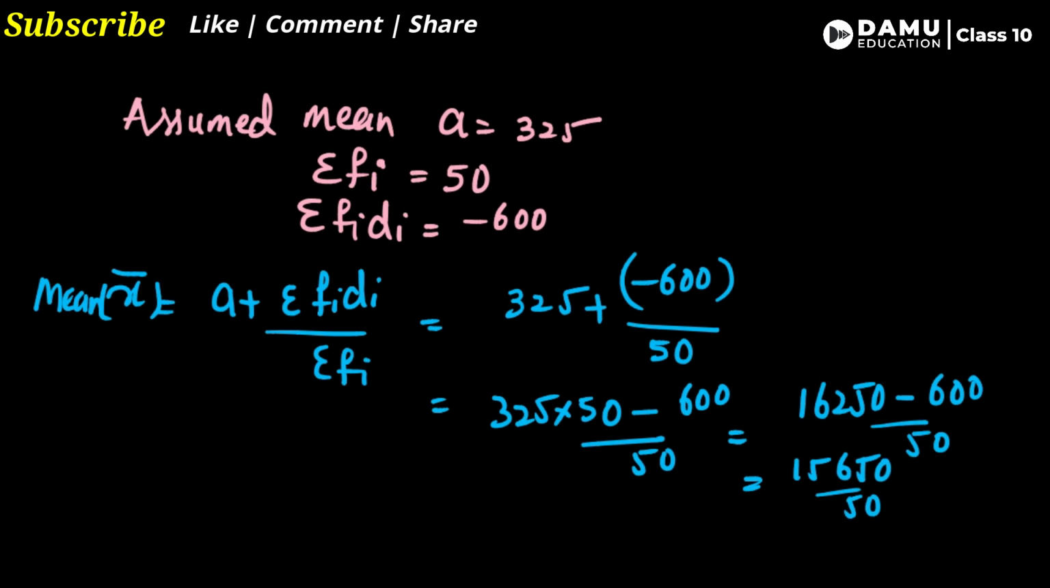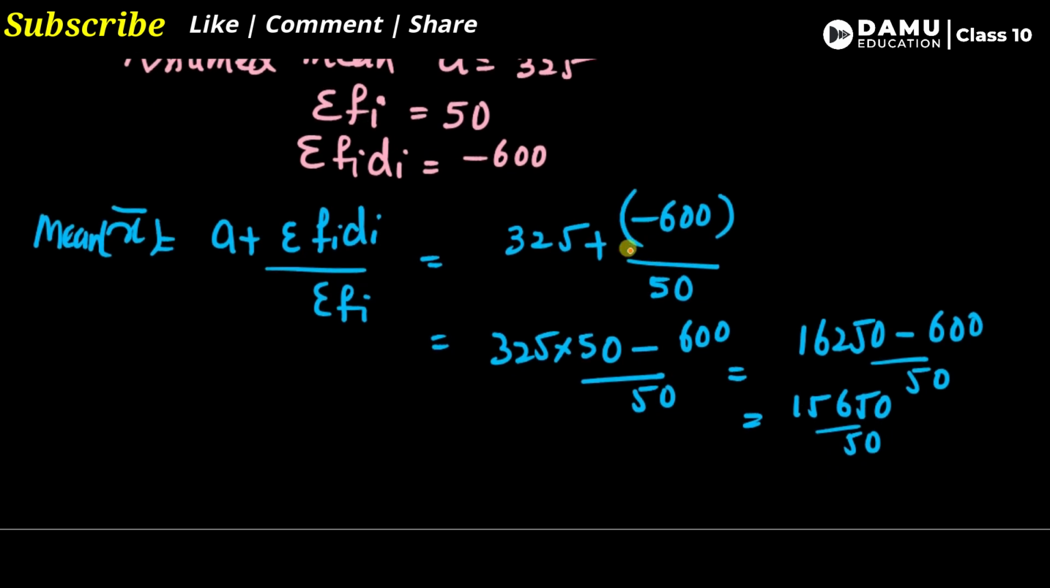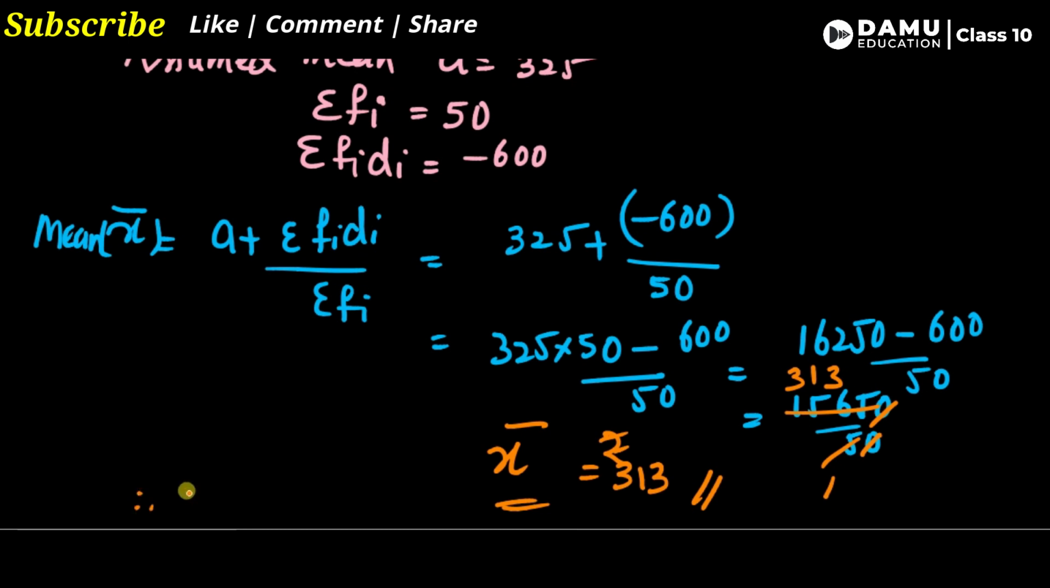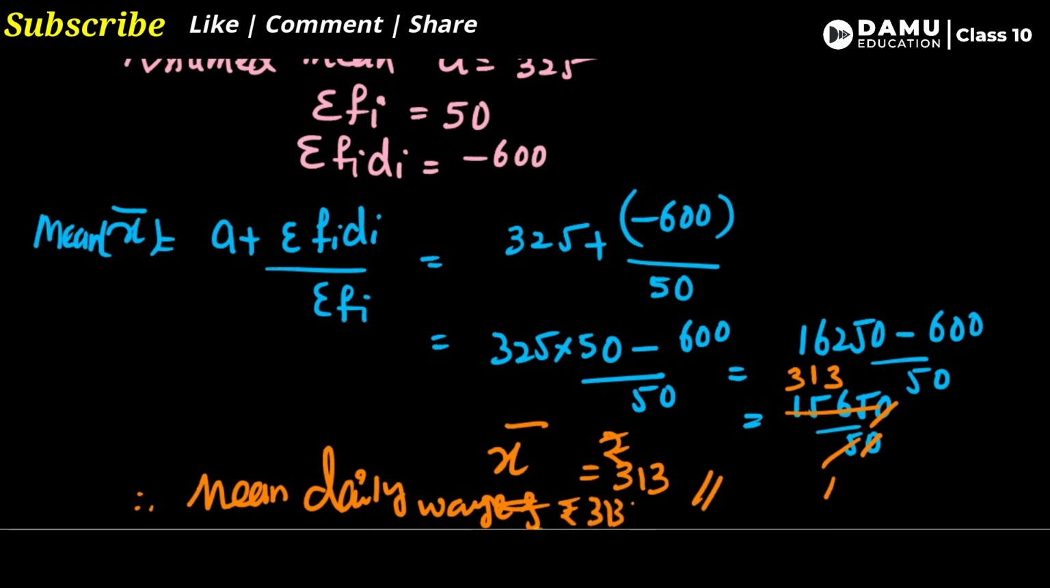If we cancel out these values, what answer will we get? The 0 and 0 cancel here. 5 ones are 5, 5 threes are 15. So we will get 313. So x bar, the mean, will be equal to 313. So the mean daily wages of the workers of the factory is 313 rupees. This is the way we need to find it.